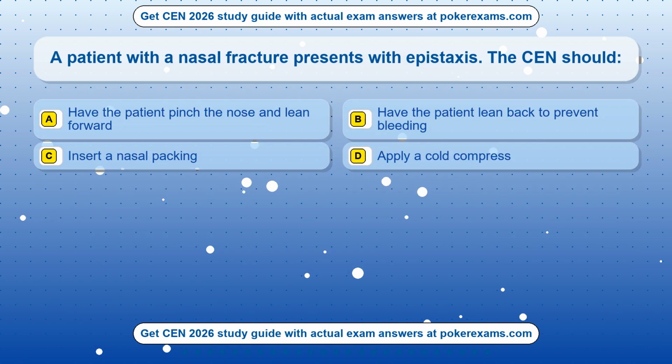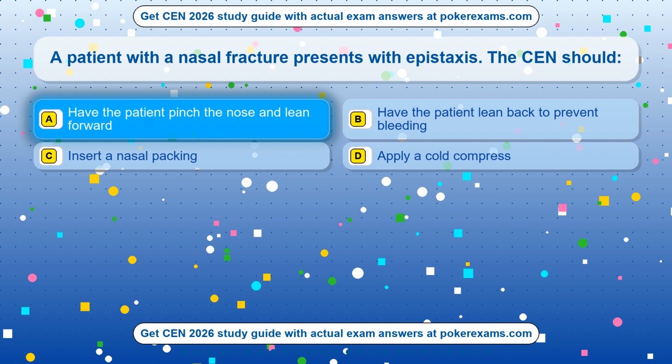Question 4. A patient with a nasal fracture presents with epistaxis. The CEN should: Option A, have the patient pinch the nose and lean forward. Option B, have the patient lean back to prevent bleeding. Option C, insert a nasal packing. Option D, apply a cold compress. The correct answer is option A, have the patient pinch the nose and lean forward.